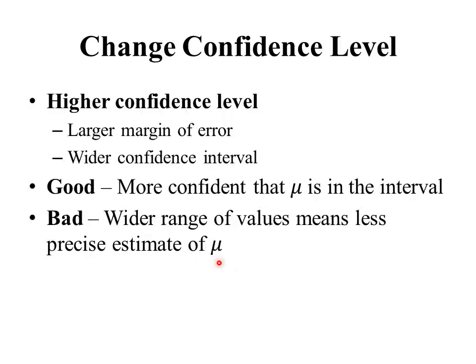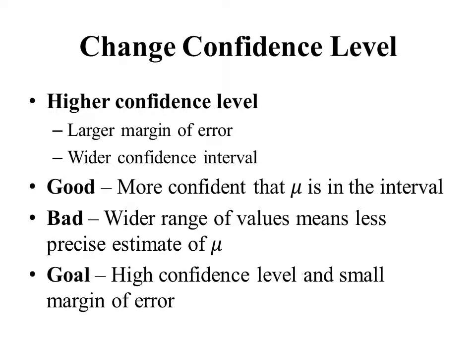We could, for instance, give a confidence interval by saying, well, we think that mu is somewhere between 0 and infinity. Well, that would be a 100% confidence interval because we'd be 100% confident that mu is somewhere between 0 and infinity. But that confidence interval is completely useless. It gives us no information about what mu is. So a wide confidence interval is bad in the sense that it gives us a less precise estimate of mu.